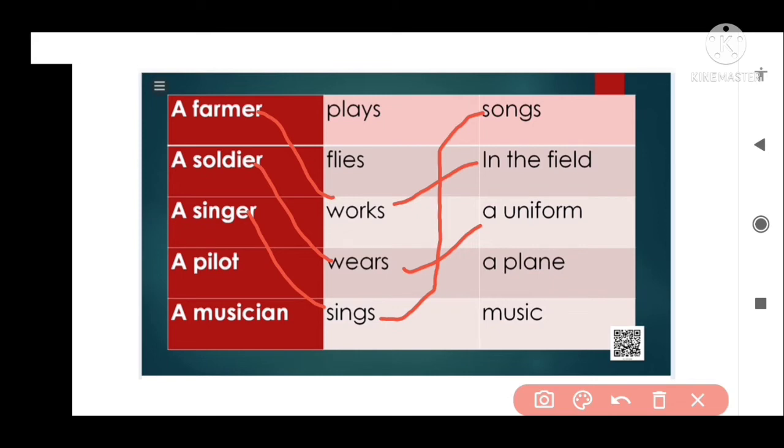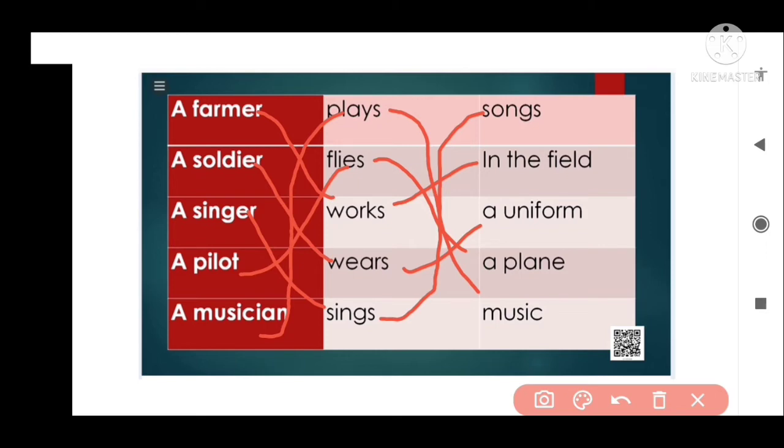Pilot. A pilot. What does a pilot do? A pilot flies. What flies? A plane. Yes. A pilot flies a plane. Now, the last part is left, a musician. We will match musician with plays. What plays? Music. A musician plays music.